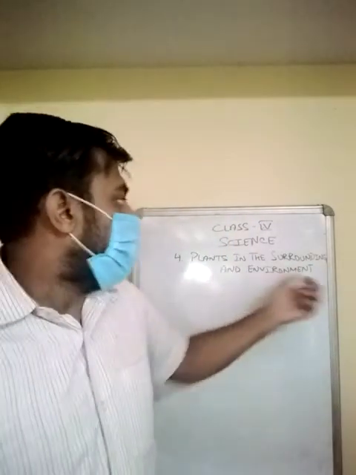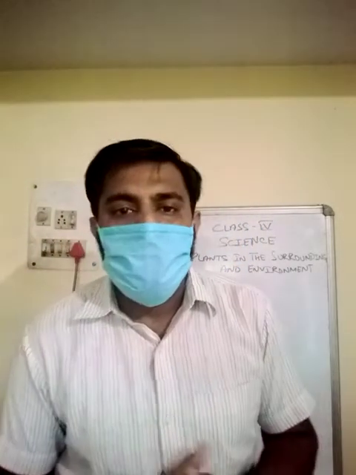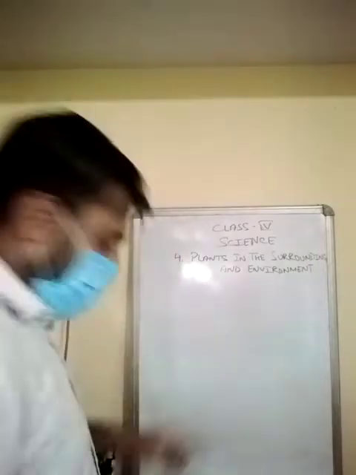Dear students, today we'll be doing the fourth lesson from your science book, Plants in the Surrounding and Environment. You see, apart from humans and animals, plants are the other living creature that inhabit this planet, and plants are very important for us. In fact, in your previous class science, you have already covered a lot about plants. So today we will be going through plant parts in detail. Okay, so first let's draw a typical plant.